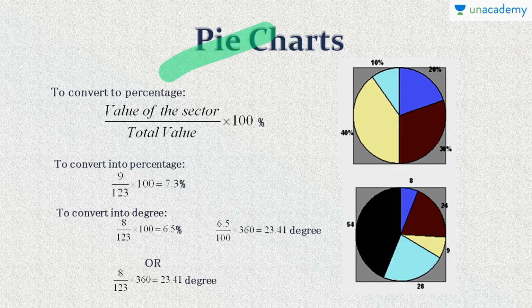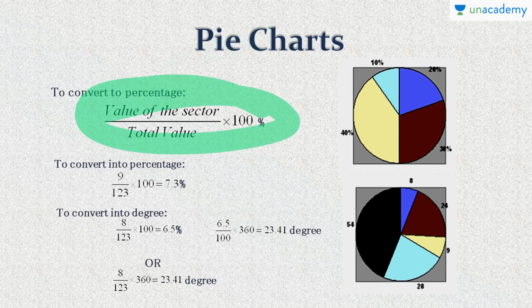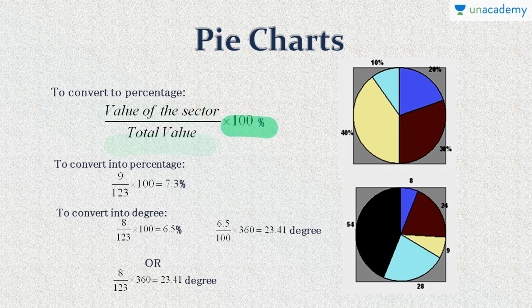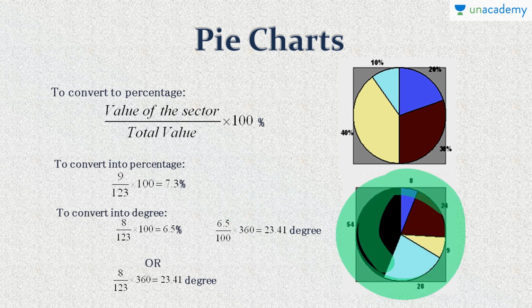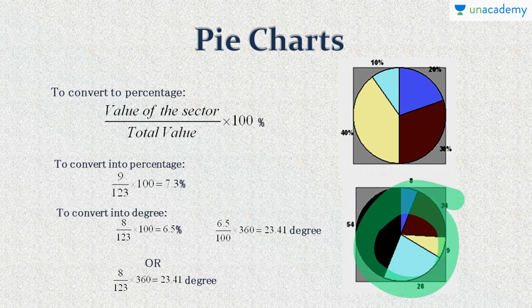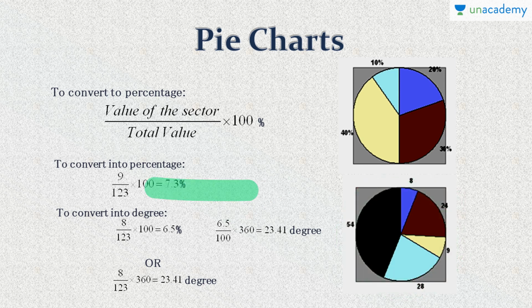About pie charts, we have already seen the theoretical knowledge in the previous lesson, and here I'll just repeat the basic formula that is to be used. The value of the sector by the total value into 100% gives you any value in percentage. Like in this pie chart, if you see this value 9, I'll just convert it to percentage here. I've taken the value of the sector, that is 9, upon the total value, which is 123, which I got by adding up all these values, into 100% gives me 7.3%, which is the value of this sector in percentage.